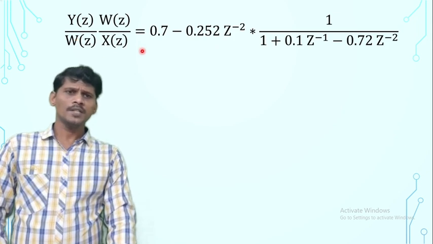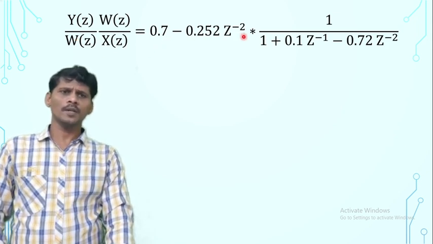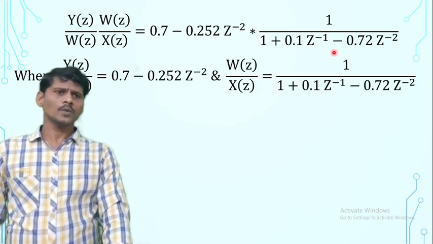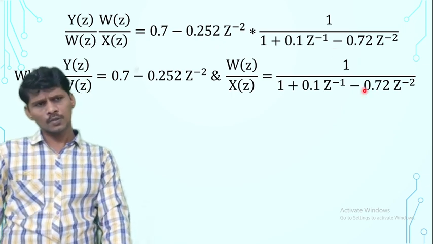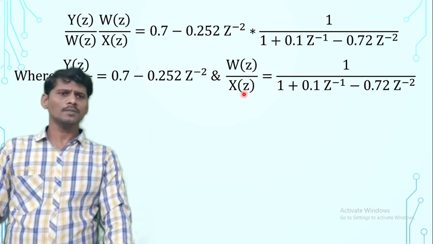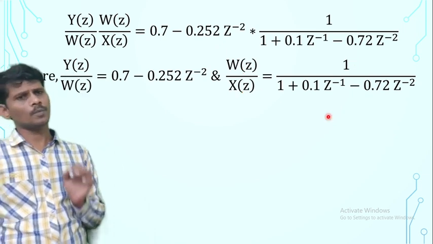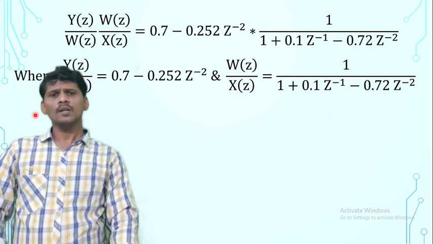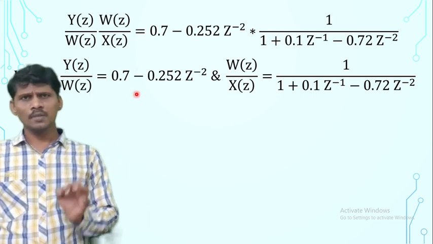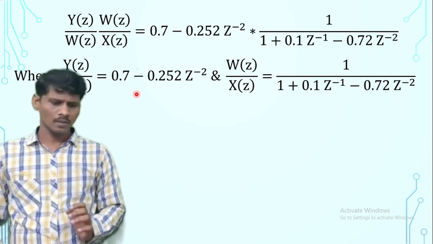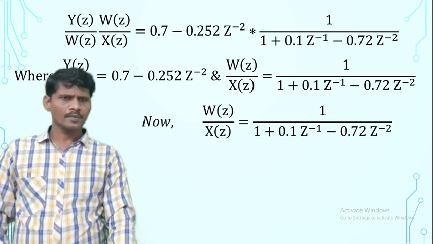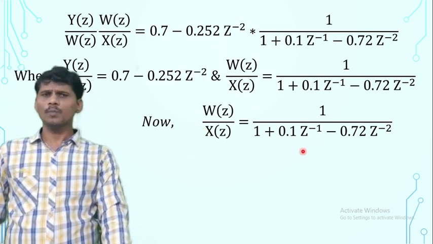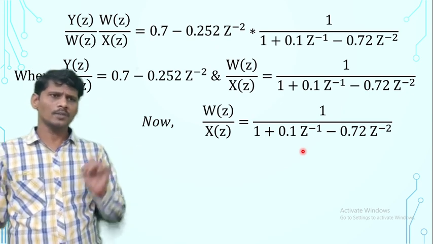Where Y of z by W of z is 0.7 minus 0.252 z power minus 2, and W of z by X of z is 1 by 1 plus 0.1 z power minus 1 minus 0.72 z power minus 2. So first simplifying W of z by X of z, and after that simplifying Y of z by W of z. Now consider W of z by X of z is equal to 1 divided by 1 plus 0.1 z power minus 1 minus 0.72 z power minus 2.